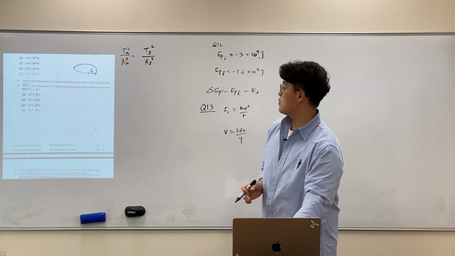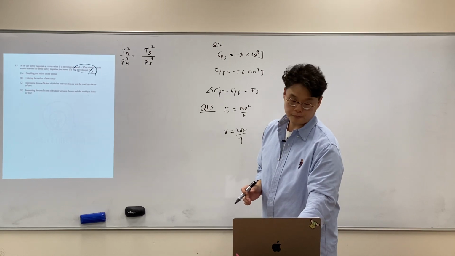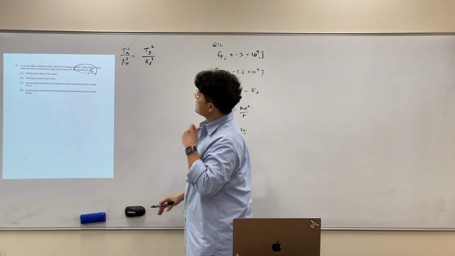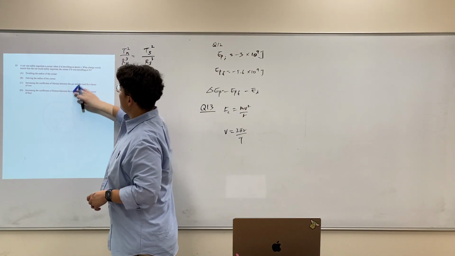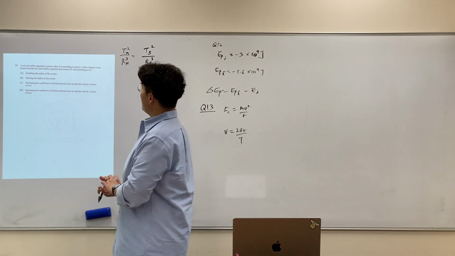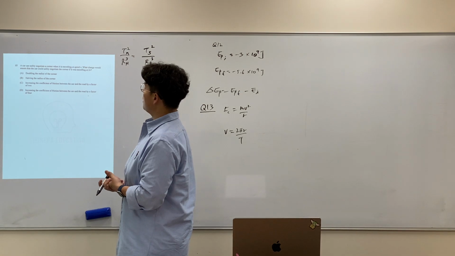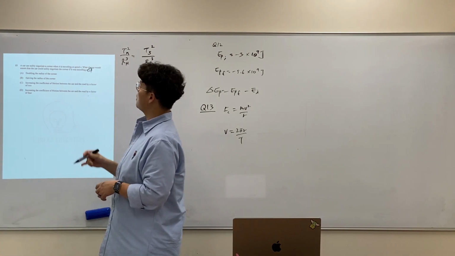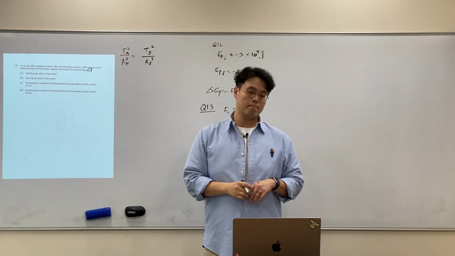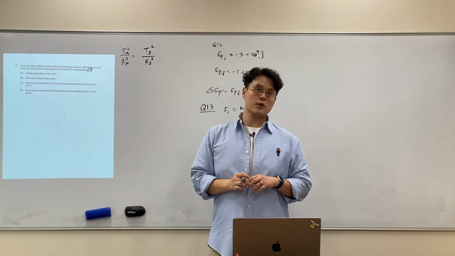All right, last multiple choice question, 15. A car can safely negotiate a corner when it's traveling at the speed v. What changes would ensure that the car could safely negotiate the corner if it was traveling at 2v? What is this question about?